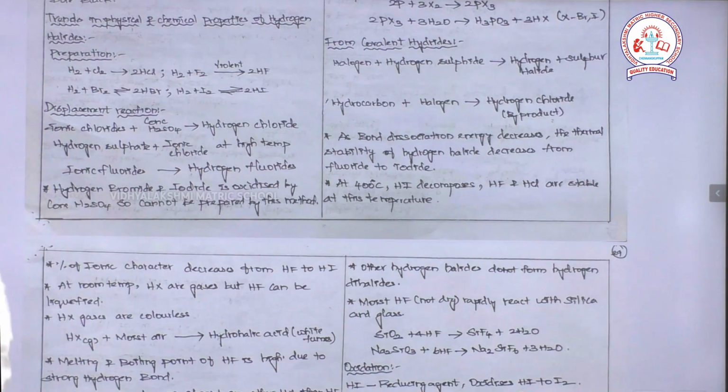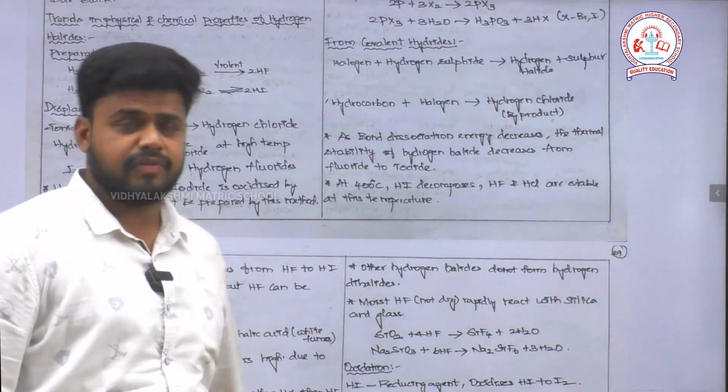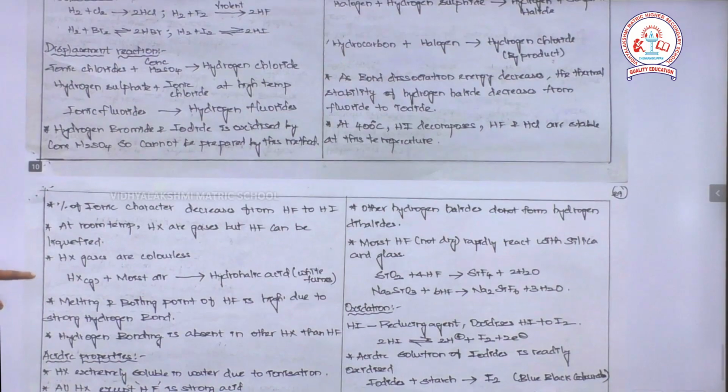Then the reaction between hydrogen and bromine, and hydrogen and iodine, is a reversible reaction, and equilibrium is established between them. Okay. Then the displacement reaction: any chlorides you can take, or any sulfates you can take.